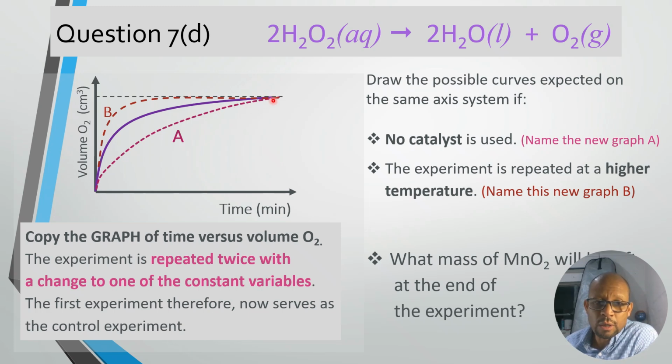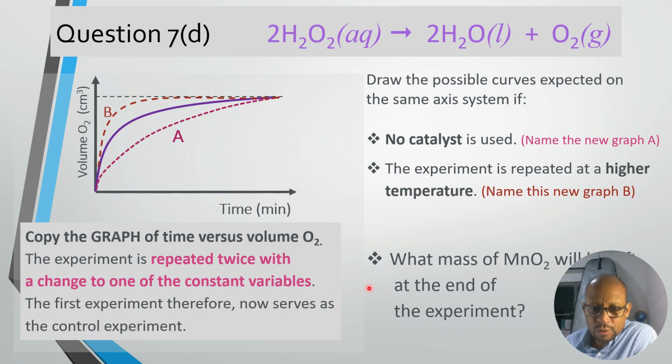The original graph leveled out around about this point, and that represents a certain time on the time axis. But we can see that graph B, which is a faster reaction, is going to reach the end of the reaction around about here. So that indicates that the time for graph B is shorter than that for the original graph. And those are the two answers for the first part of this question.